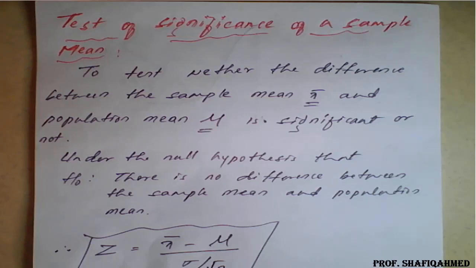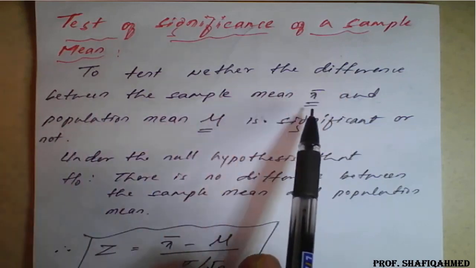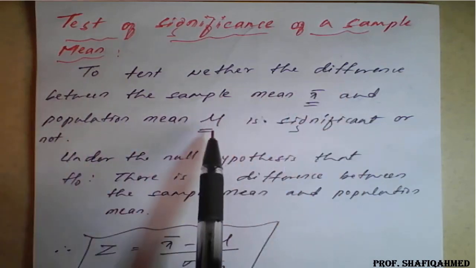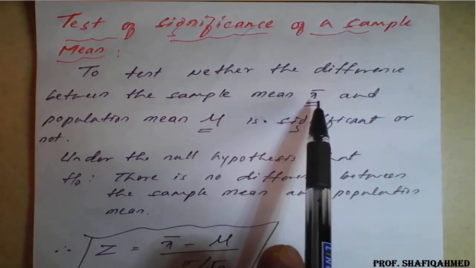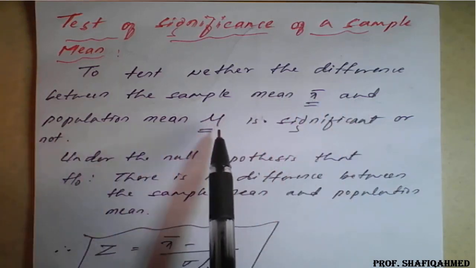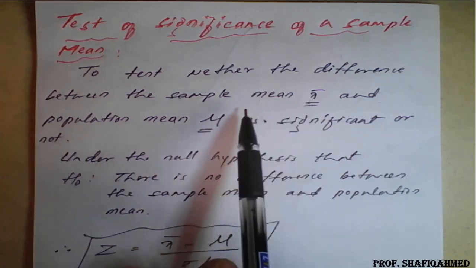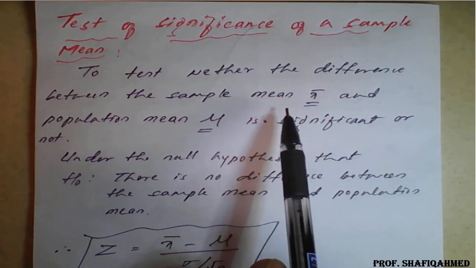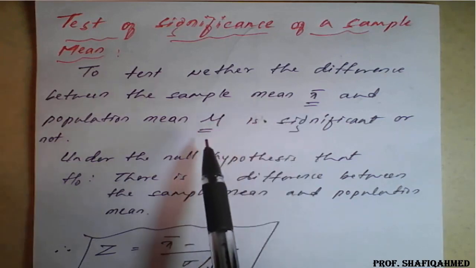In today's class, we'll see an example based on sampling theory, with reference to the information we studied in the previous lectures. Today we'll see a test of significance of sample mean. Here, we test whether the difference between the sample mean x bar and the population mean mu is significant or not, that is, whether the sample mean we have taken from the population is the same as the population mean or not. We'll check it.